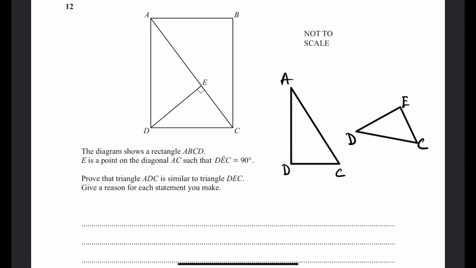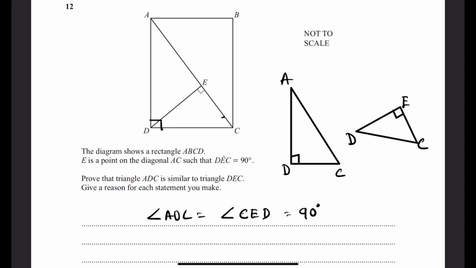First, we can say that this is 90 degrees, this is also 90 degrees. These two angles are equal. This is 90 degrees because it is a rectangle. So angle ADC equals angle CED, because these two angles are 90 degrees. Okay.